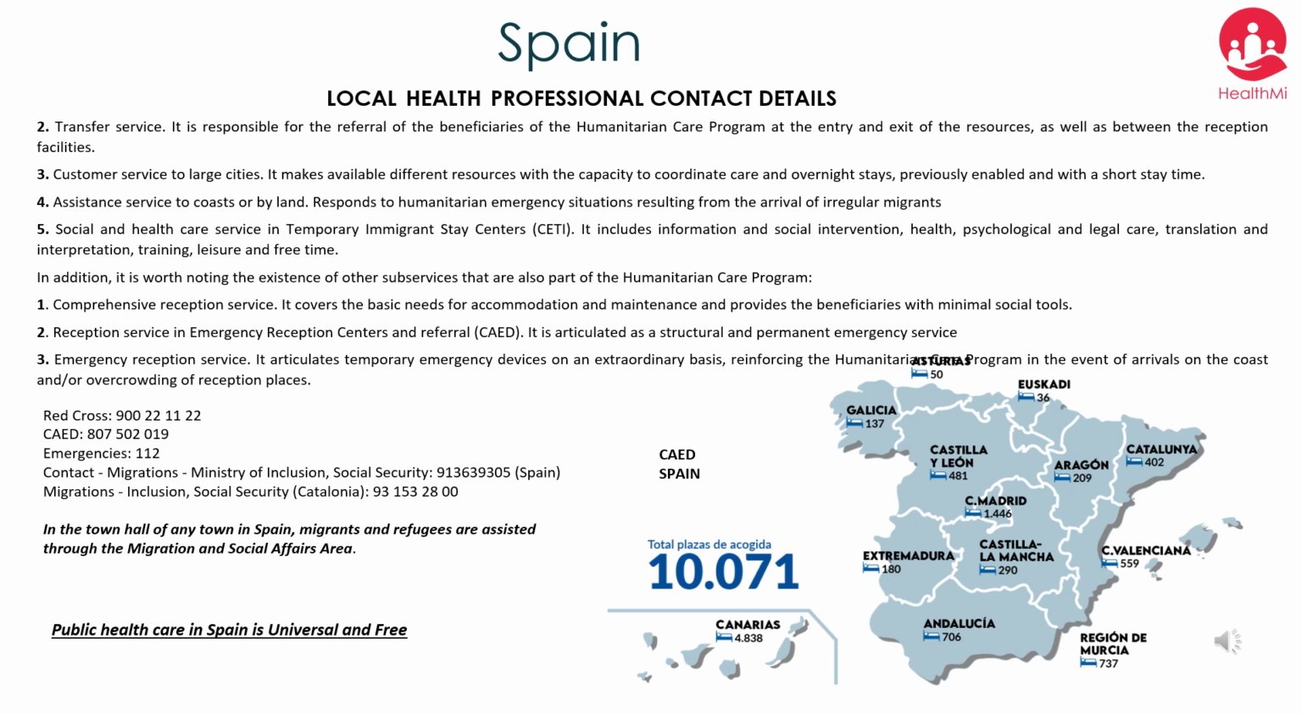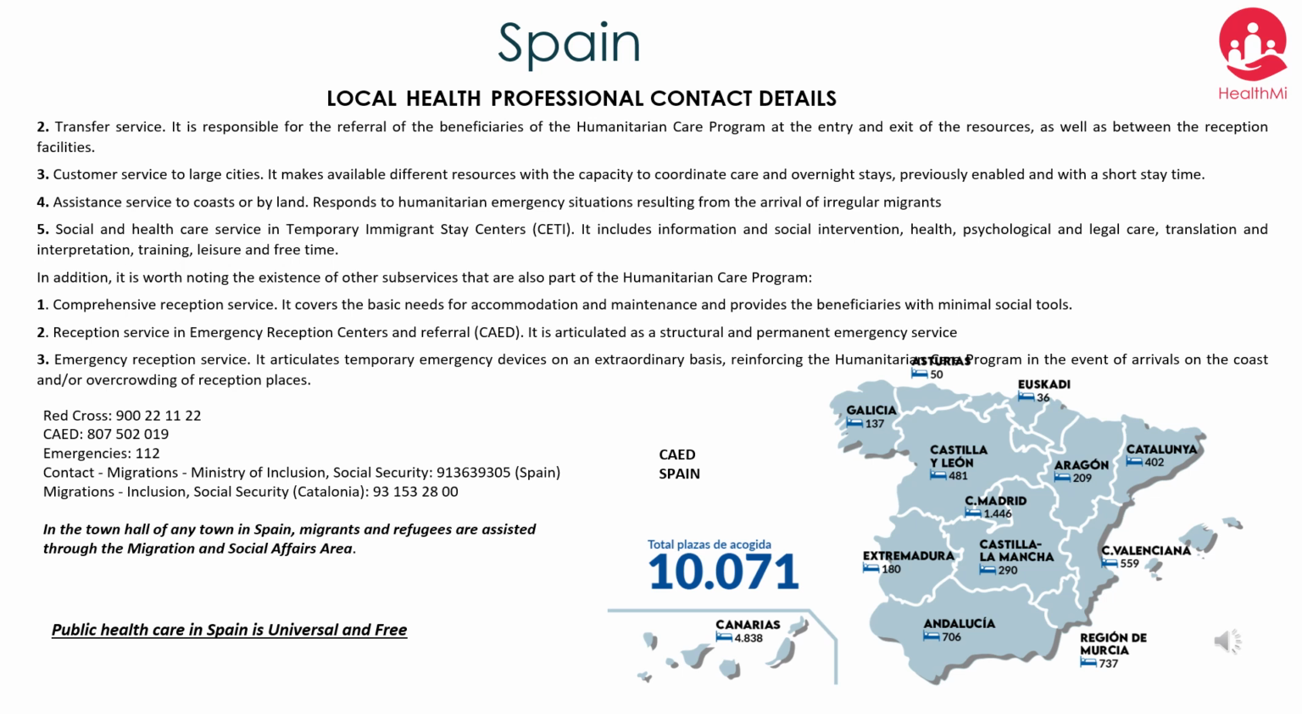In addition, it is worth noting the existence of other sub-services that are also part of the Humanitarian Care Programme. 1. Comprehensive Reception Service. It covers the basic needs for accommodation and maintenance and provides the beneficiaries with minimal social tools. 2. Reception Service in Emergency Reception and Referral Centres, CERD. It is articulated as a structural and permanent emergency service. 3. Emergency Reception Service. It articulates temporary emergency devices on an extraordinary basis, reinforcing the Humanitarian Care Programme in the event of arrivals on the coast and/or overcrowding of reception places.